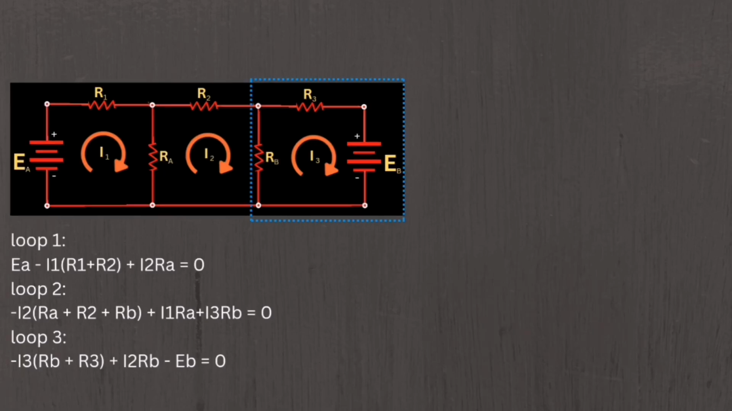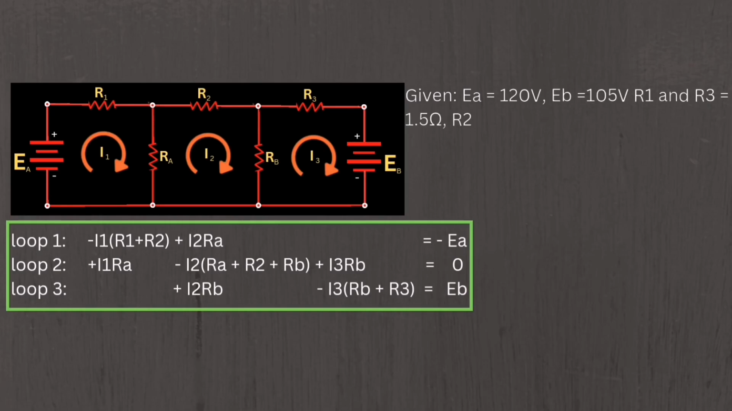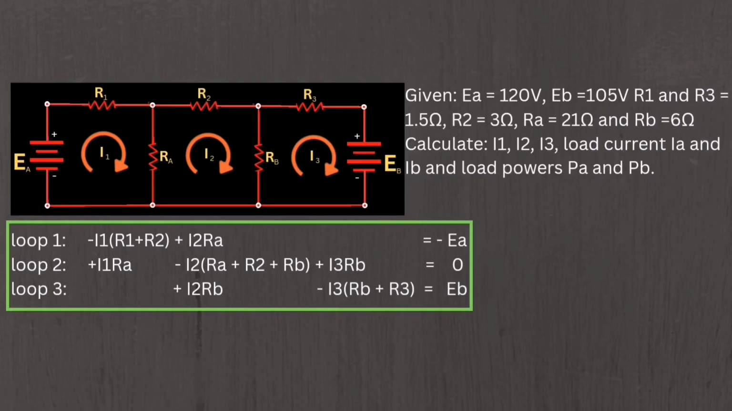Guys, to easily solve this with 3 unknowns, I rearranged it and we will use determinants. After rearranging the 3 equations, we go now to the example. Using that circuit, the following values are given. E sub A equals 120 volts, E sub B equals 105 volts, R1 and R3 equal 1.5 ohms, R2 equals 3 ohms, RA equals 21 ohms and RB equals 6 ohms. So, calculate for loop currents I1, I2 and I3, load currents IA and IB, and the load power P sub A and P sub B.